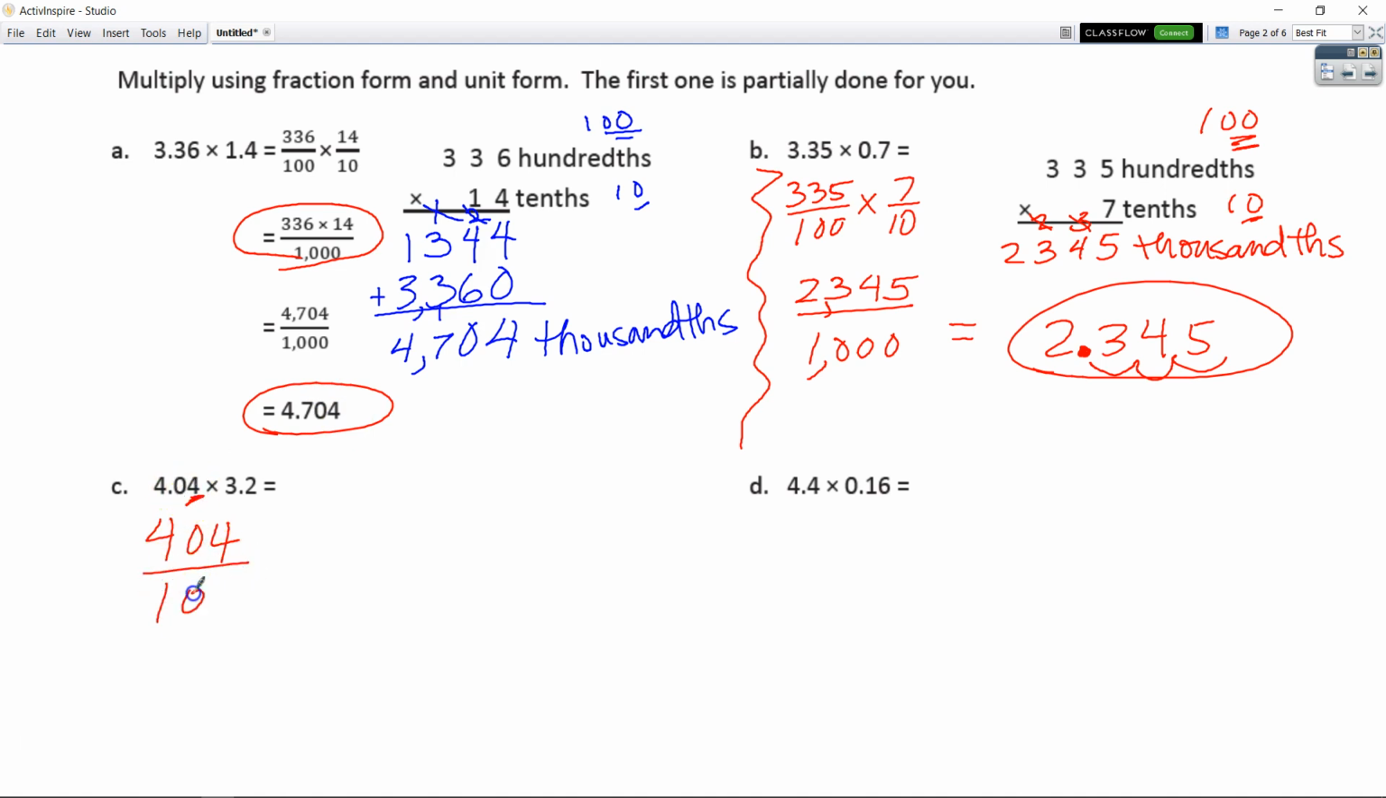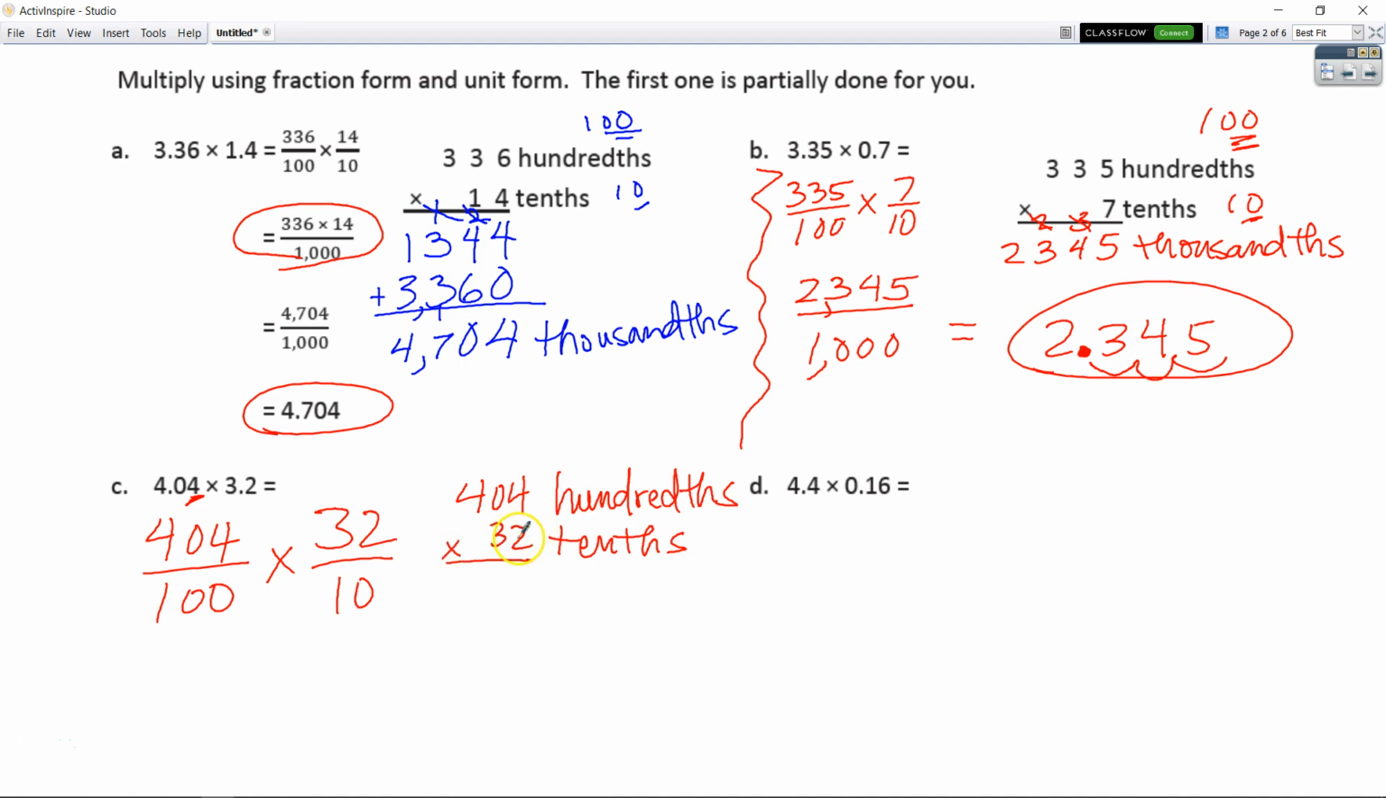All right, picking up the pace a little bit. This is in the hundreds place, so that's going to be over 100. 32, my 2 is in the tenths place, so that's going to be over 10. I got to do my multiplication here. I know that this is going to be hundredths, and this is going to be tenths. I'll multiply it out. I'm just going to do the standard way. 2 times 4, 8. 2 times 0, 0. 2 times 4, 8. Then with my ones place, 3 times 4 is 12. 3 times 0 plus 1 is 1. 3 times 4 is 12 again.